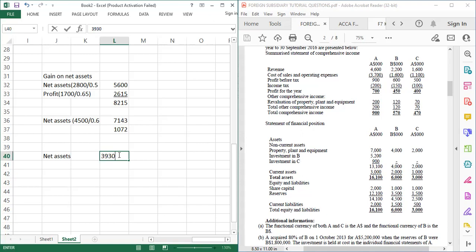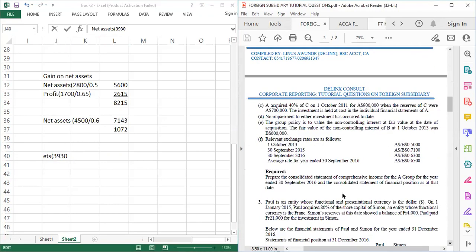And that will give us 3,930. Then we translate this at the opening rate. 3,930 translated at the opening rate. The opening rate will be the rate at the beginning of this year, which is the 30th September 2015. The year starts from 1st October 2015. So we translate this using 0.71.